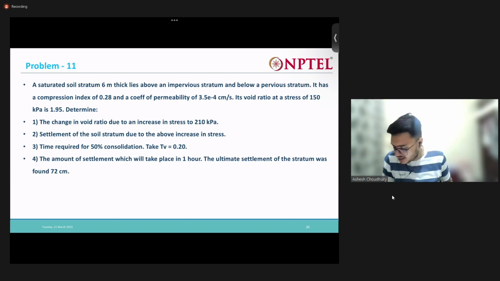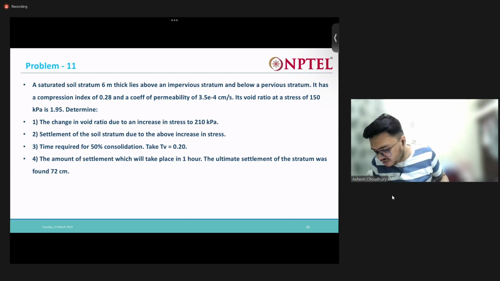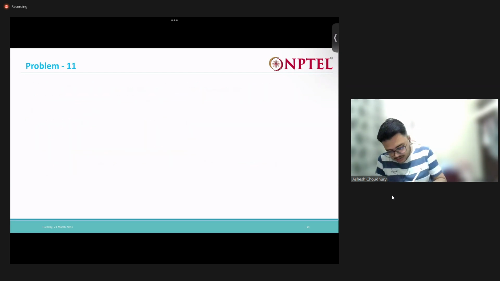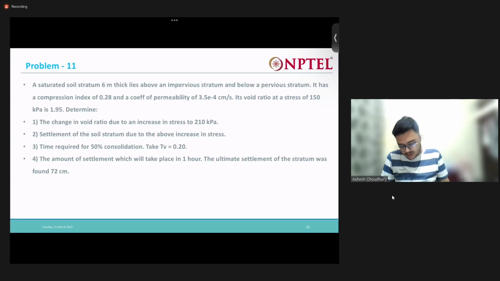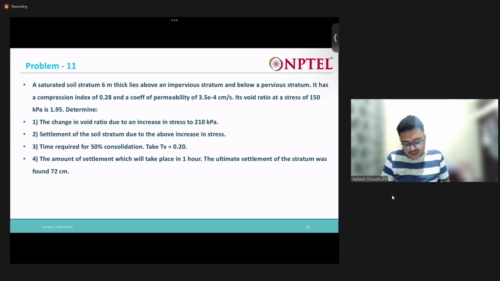Okay, so many things we are asked to find out. So one by one, let us solve. The first thing we need to find out is the change in void ratio due to increase in stress to 210, from 150 it has been increased to 210. So it's very simple.